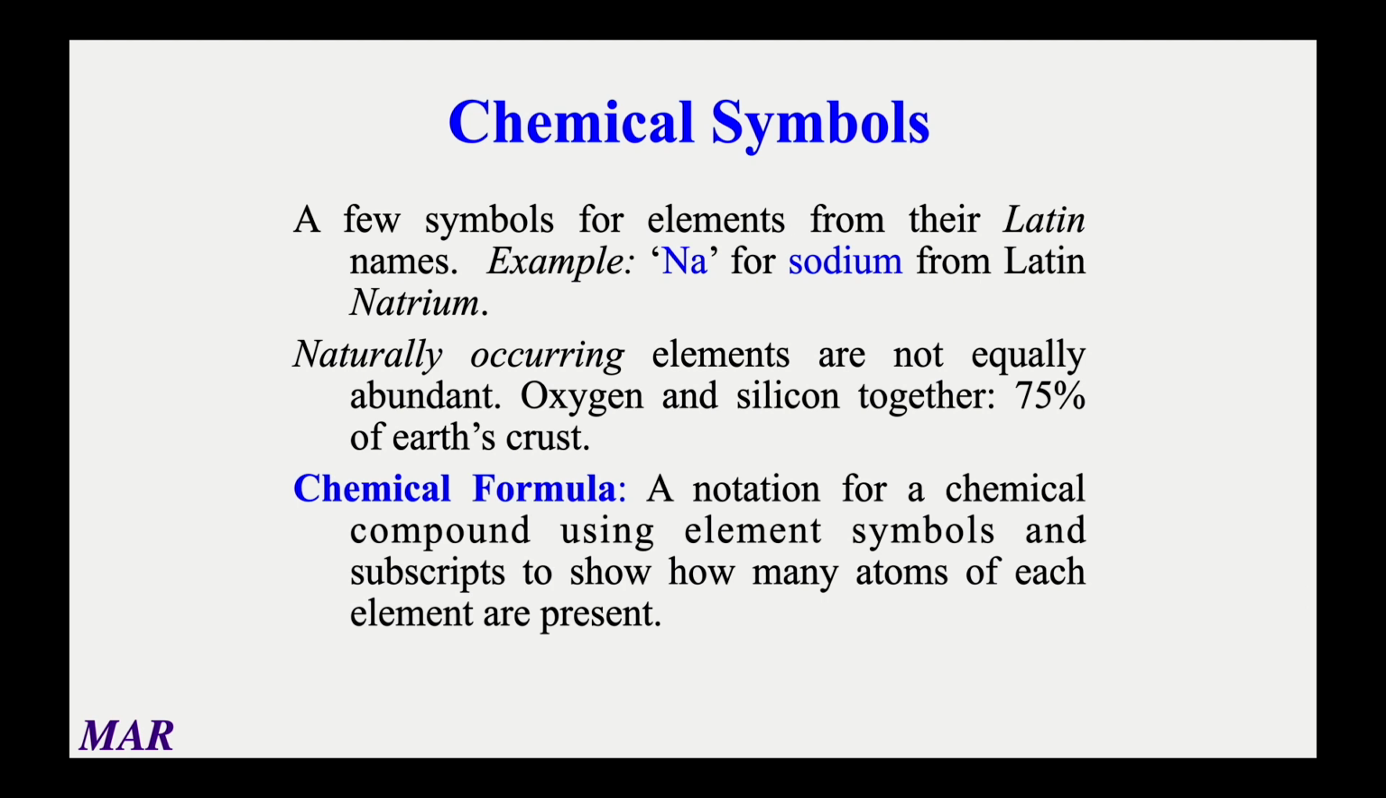We need what's called a chemical formula, which is a way that you can combine different elements together to show compounds. And in the formula, you're going to need some way to show if you have more than one atom of an element, and we'll see how this all works out pretty soon.